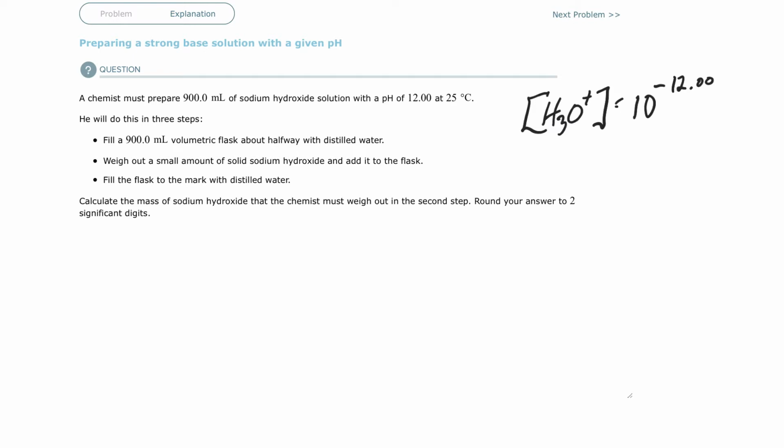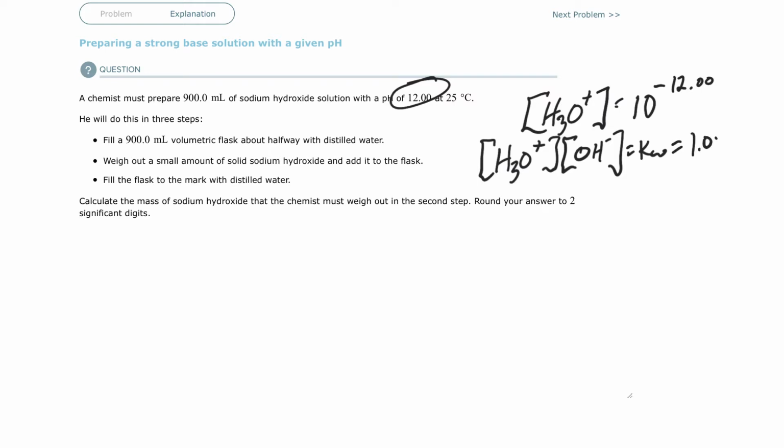You know that the concentration of hydronium is equal to 10 to the negative pH. They give you the pH here as 12.00. And the second thing you need to know is that the hydronium, H3O+, times OH- is always going to equal K sub W, which is equal to 1.0 times 10 to the negative 14.